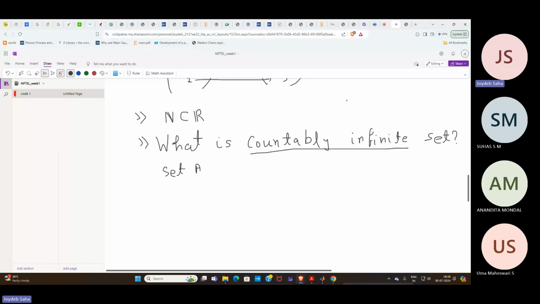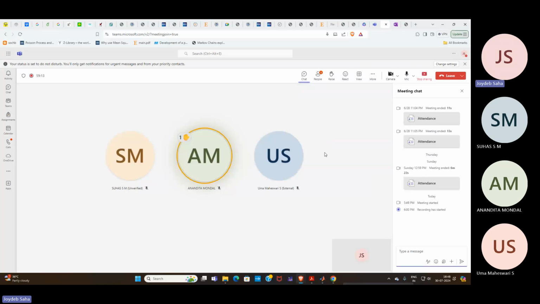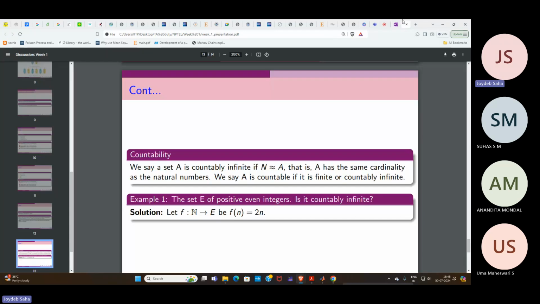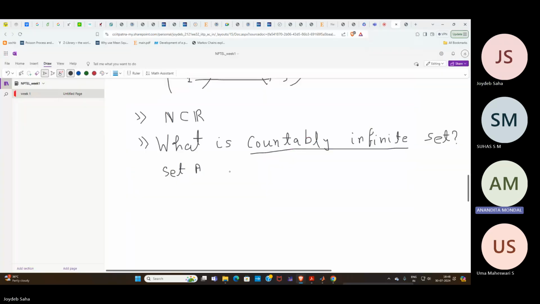So you are from BTech, MTech, or which course? Sir, BSc. BSc. Okay, which college? Yes, sir. BSc, Maulana Azad College, Kolkata, Statistics Honors. Okay, okay, good.